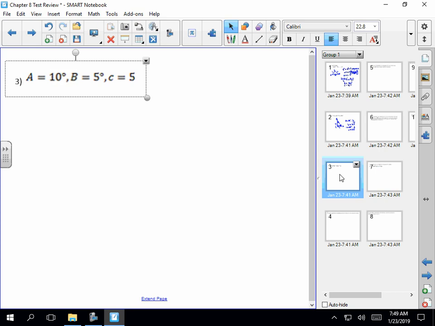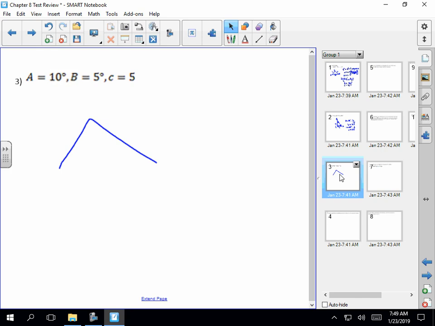All right, the third one, solve the triangle. So we're going to draw what we have here, not to scale necessarily. We've got a 5 and a 10-degree angle. Perhaps this would be the 5-degree angle, perhaps the 10-degree angle. That leaves us with a 165-degree obtuse angle up here. And side C is given as 5, so a length of 5 here.